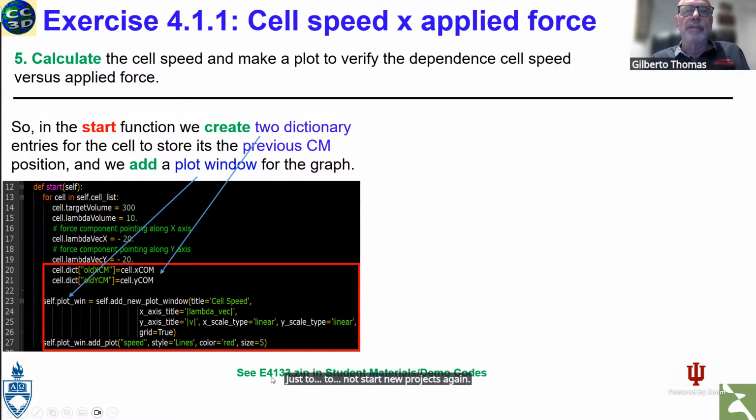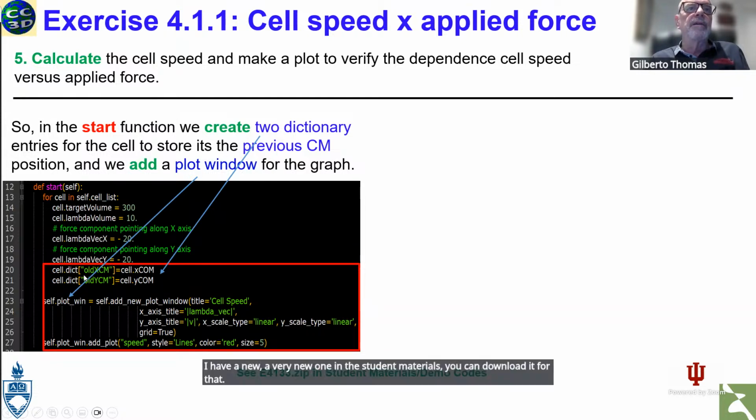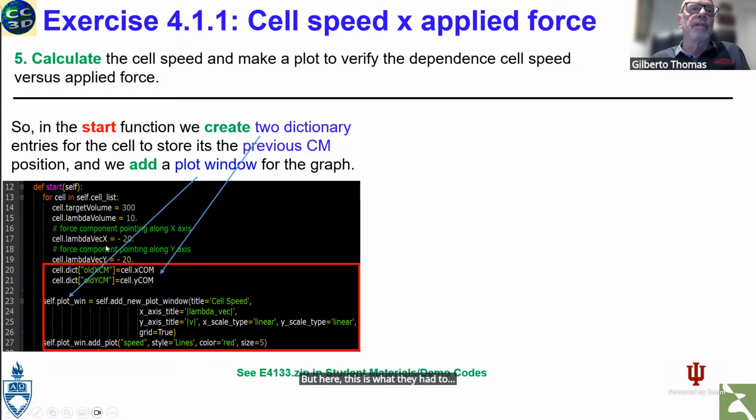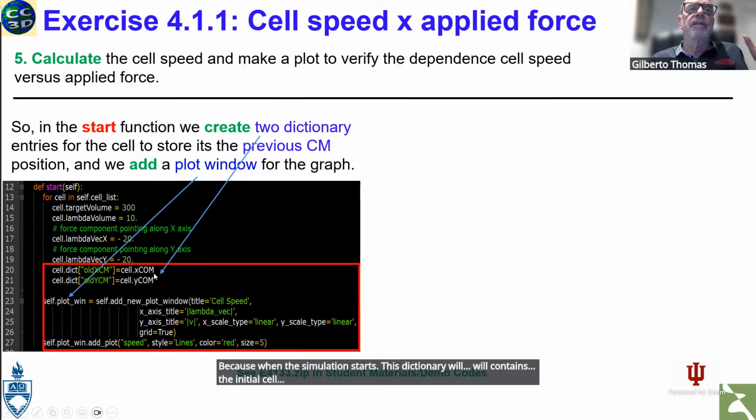I have a very new one in the student materials. You can download it if you want. But here, this is what you have to include. Two dictionary entries, old XCM, old YCM. The first definition is in the start function of the steppable, because when the simulation starts, this dictionary will contain the initial center of mass coordinates of the cell.